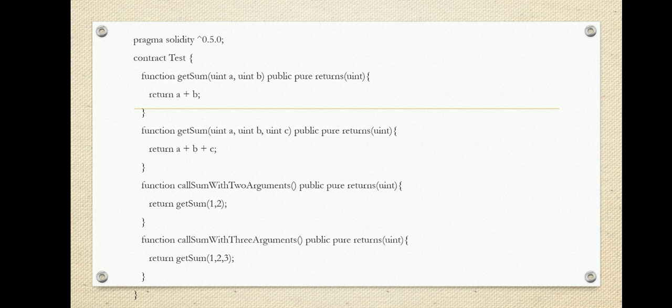This contract can be executed in the Remix IDE. So you can go online and just open Remix IDE. You can paste this code. The Solidity compiler will compile this program, and you can execute it and check the behavior, how this contract can be deployed and how it behaves in the blockchain network.